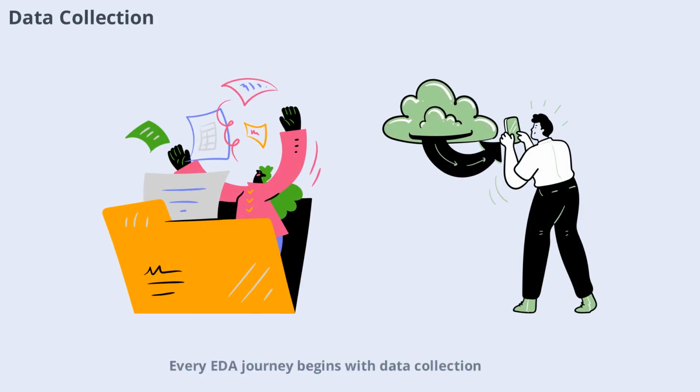Every EDA journey begins with data collection. This step involves gathering relevant data from various sources, such as databases, spreadsheets, or APIs. The quality and scope of your data at this stage will directly impact your analysis. It's important to ensure that the data is representative of the problem you're trying to solve. Sometimes, you may need to combine multiple datasets or perform initial checks to verify completeness. With your data in hand, you're ready to move on to the next step.